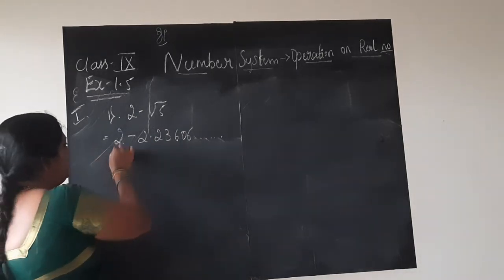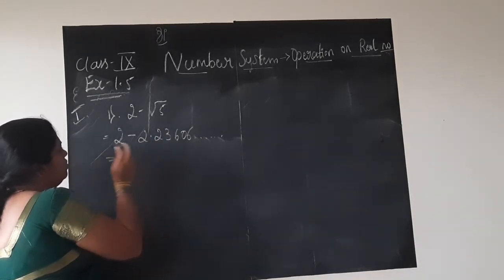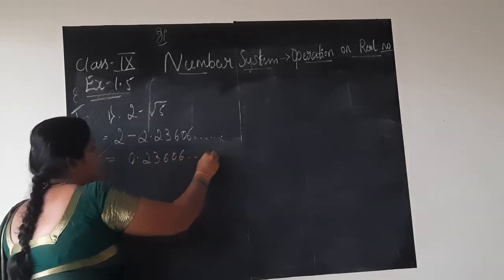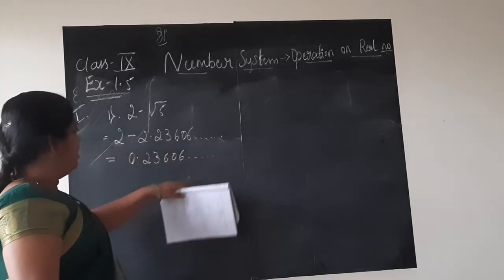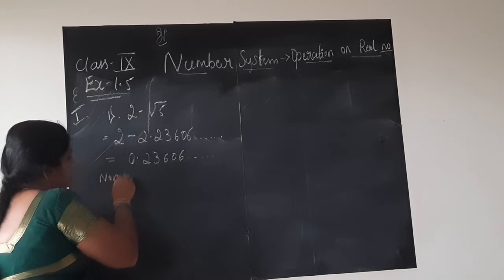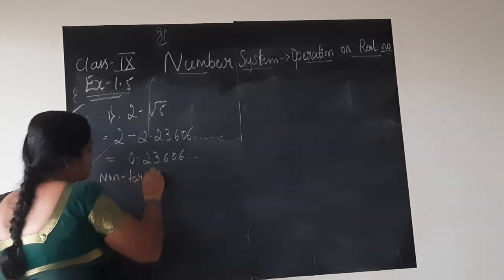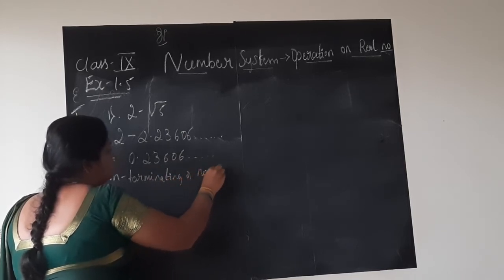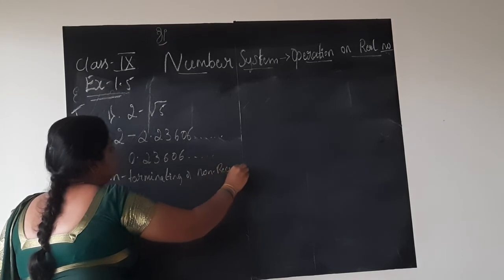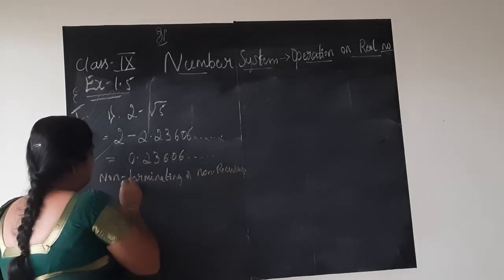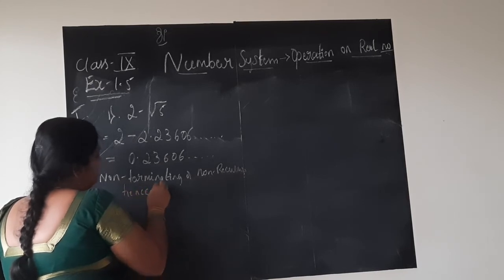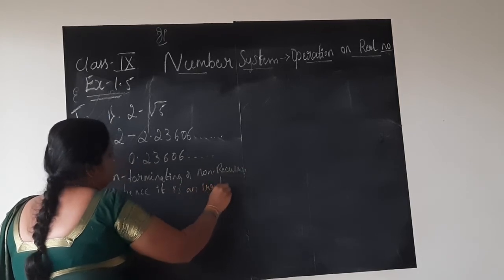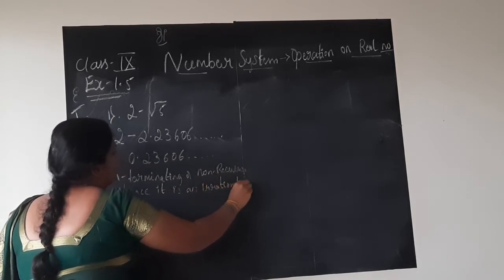So when you subtract 2 minus 2.236 and so on, the 2 gets cancelled, and you get 0.23606 and so on as the difference. Is it terminating? No. It is non-terminating, or non-recurring. It will not recur also, children, if you want to check. Hence, it is an irrational number.